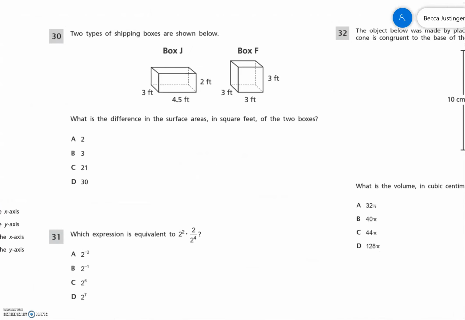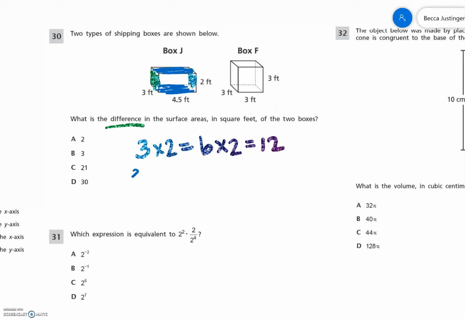Number 30. 2 types of shipping boxes are shown below. What is the difference in surface areas in square feet of the 2 boxes? Surface area is the area of everywhere around it, and difference we need to subtract. So box J, we have the area of this face and this face is 3 times 2, which is 6, and we have 2 of them, which is 12. Then the bottom and the top are both 3 times 4.5.